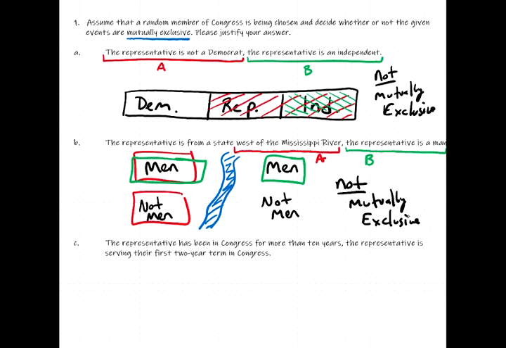Okay, and then finally part C. The representative has been in Congress for more than 10 years. And so that's event A. We'll call that event A. And B, the representative is serving their first 2-year term in Congress.